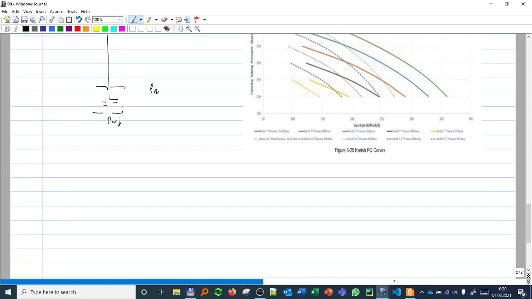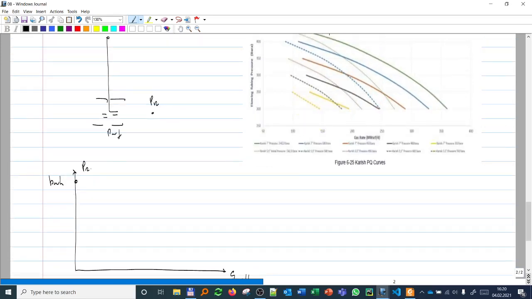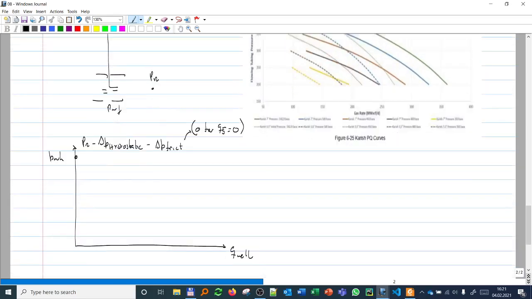So when you do that, you obtain wellhead pressure versus the Q of the well. When you have no flow, you simply have reservoir pressure minus the hydrostatic head, so this is reservoir pressure minus delta P hydrostatic. But as soon as you have any flow, it's not only the hydrostatic, but then I have the frictional, minus delta P frictional. This one is 0 for QG equals 0. That's why we end up with a curve looking like that.